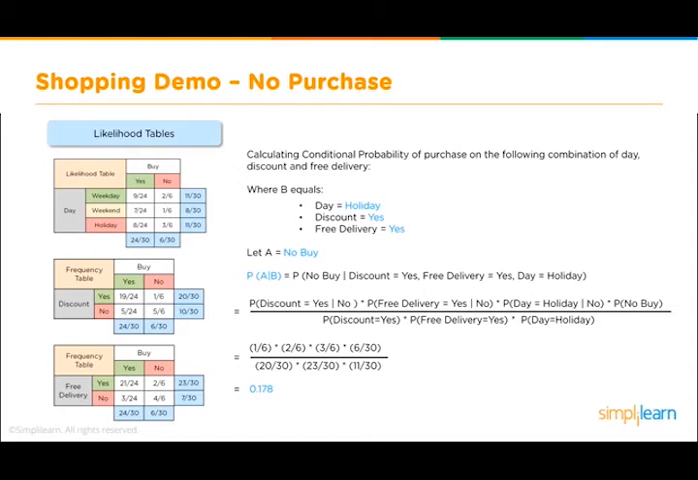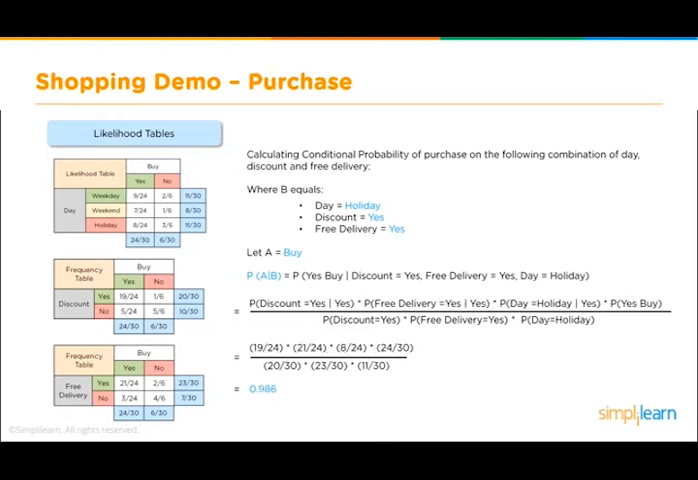We divide that out by the probability of each category over the total number. So we get the 20 out of 30 had a discount, 23 out of 30 had a yes for free delivery, and 11 out of 30 were on a holiday. We plug all those numbers in, we get 0.178. So in our probability math, we have a 0.178 if it's a no buy for a holiday, a discount, and a free delivery. Let's turn that around and see what that looks like if we have a purchase. I promise this is the last page of math before we dig into the Python script.